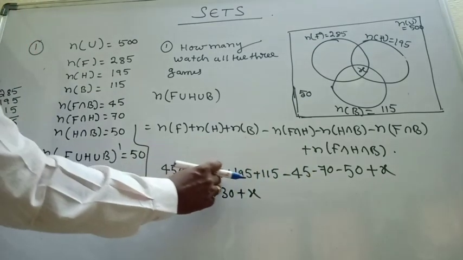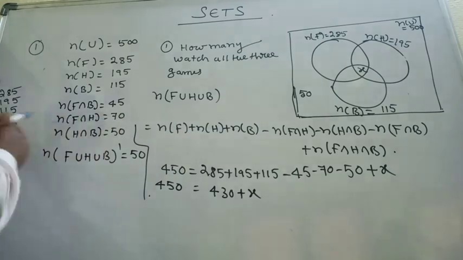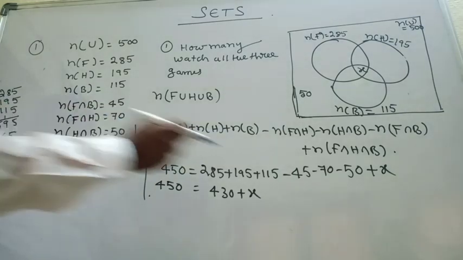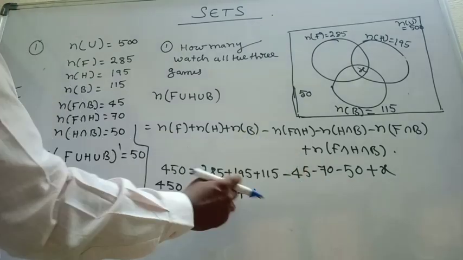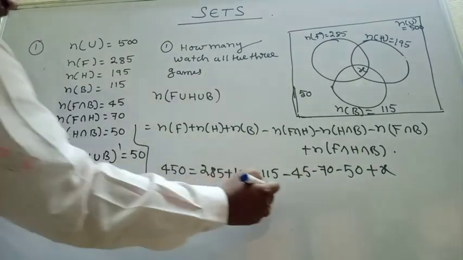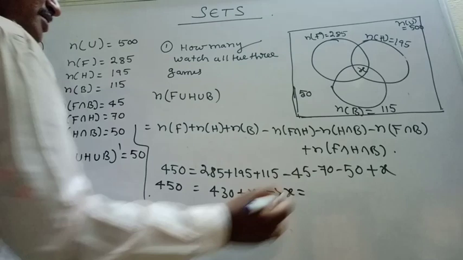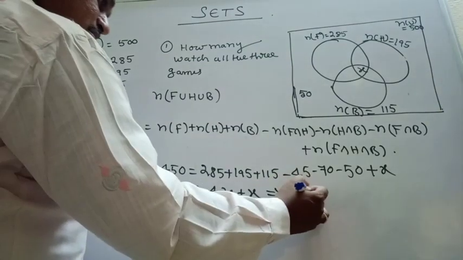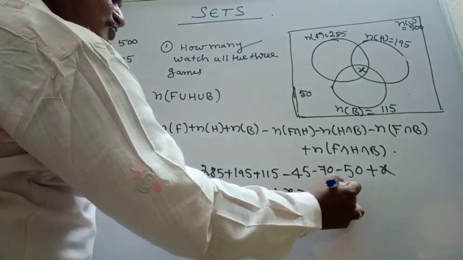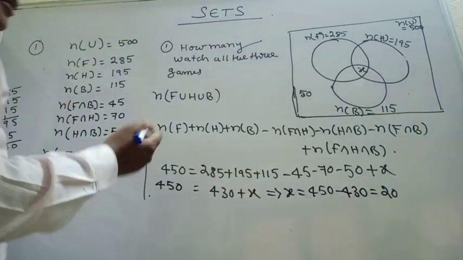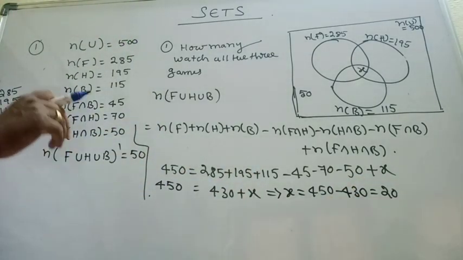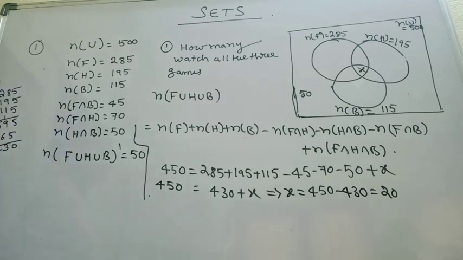Okay, by adding 285 plus 195 plus 115 we got 595, minus these three things: 70 plus 50 is 120, and 165, that if you do 430 we have got like this. Now from this, x is equal to 450 minus 430, that is 20. Therefore, the first answer: all three games were watched by 20 people.